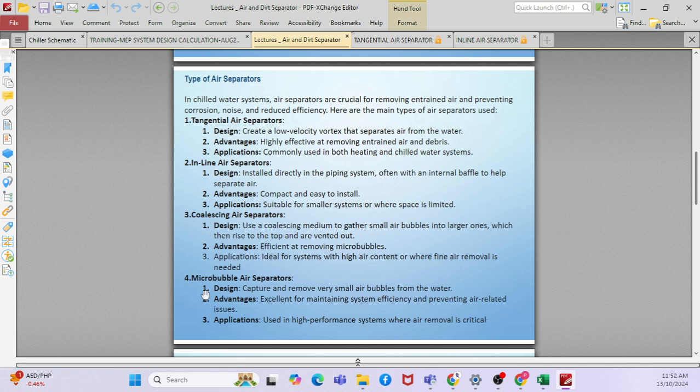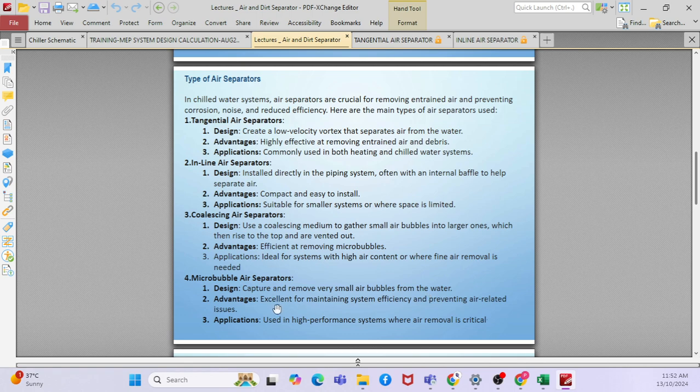Its application is the same for HVAC or heating purposes. And there is another one called a micro bubble air separator. It captures and removes air bubbles from the water.